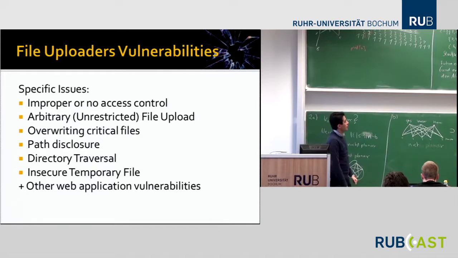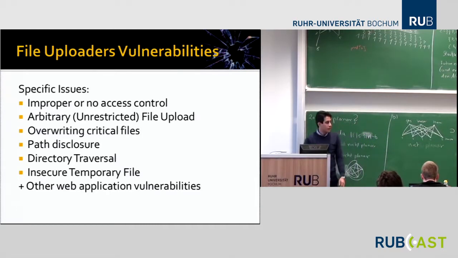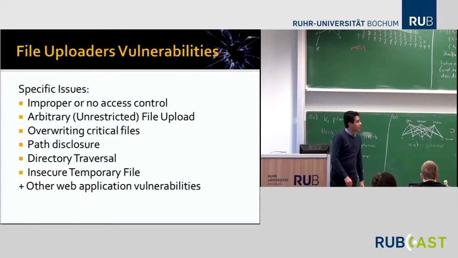Well, file upload vulnerabilities. What are file upload vulnerabilities? File uploaders, in the first place, are simple web applications, so they can be vulnerable to all of the other vulnerabilities that you already know about: cross-site scripting, cross-site request forgery, other OWASP top 10, and other vulnerabilities around web applications. But they have specific issues in themselves, which are really related to file uploaders and anything dealing with files, that I explain in the next slides.